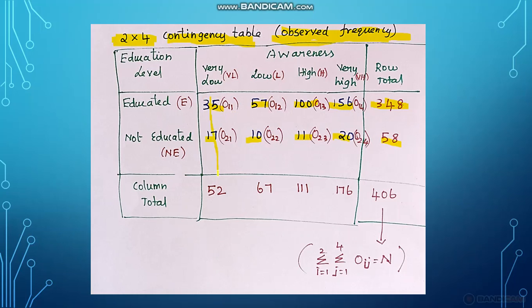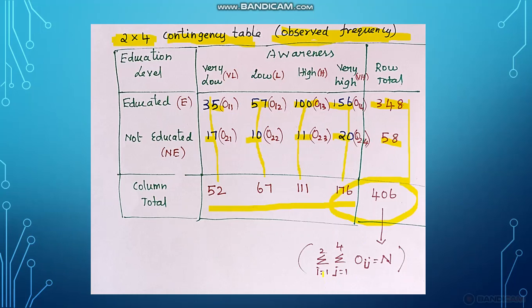And the first column total is this one. Okay, 52. And the second column total is 67, and the third column total is 111. The fourth column total is 176. So here you can see the column totals. The column total will be the same as the row total.